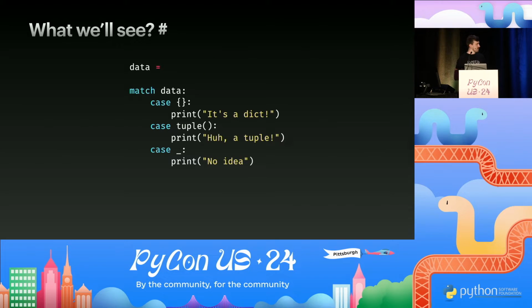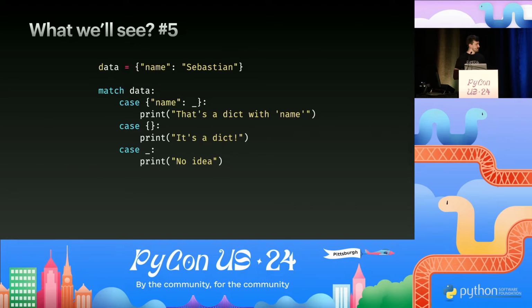Okay, and whenever data is a dictionary, what will we see? Yeah, it's a dict, exactly. And in this case? Yeah, it took a little more time, but of course that's a dict with a name. Our first case assumes, okay, this is a dictionary, and it will have a key with a name and some undefined value. We don't care about matching it, so it's also fine.